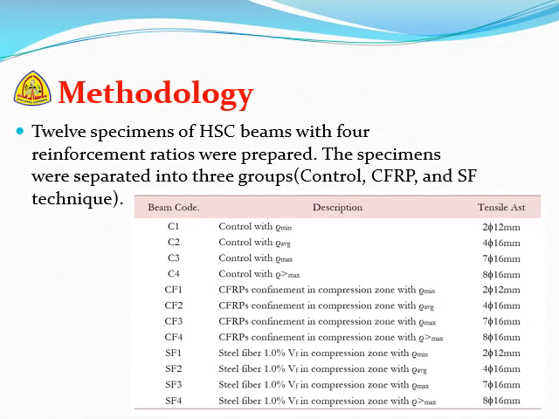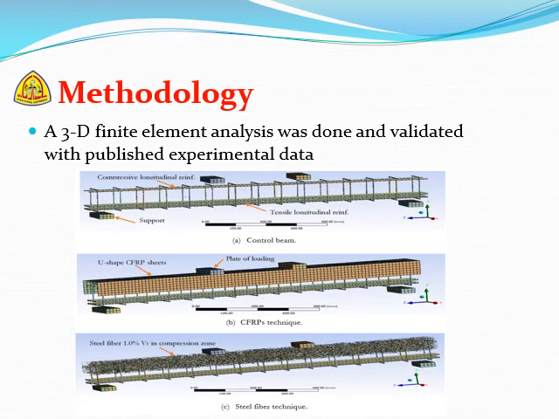12 specimens of high-strength concrete beams with 4 reinforcement ratios were prepared. The specimens were separated into 3 groups called control, CFRP, and SF technique. A 3D finite element analysis was done and validated with published experimental data.